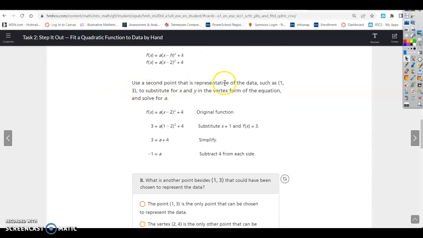Now it says you can use a second point that represents the data, such as (1, 3), to substitute for x and y in vertex form of the equation and solve for a. All right, so you can see y equals a times (x minus 2) squared plus 4. I said y, because f of x is the same as y in function notation. So if we use another point to substitute for x and y, we can solve for a. They chose (1, 3) off the graph above.